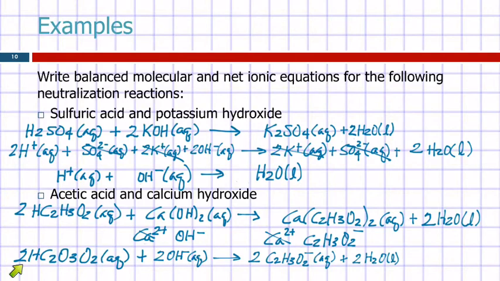The other thing we need to do here is we look and we see that all of these coefficients are 2s. And so we should get rid of those because we want the lowest coefficients that we can have. So this example does not yield the same net ionic equation because this is a weak acid, not a strong acid. Any questions?